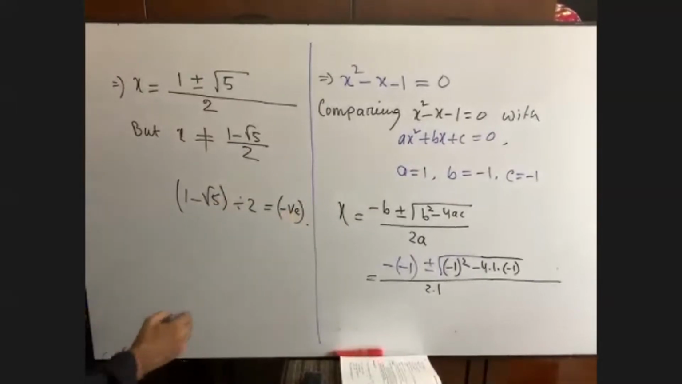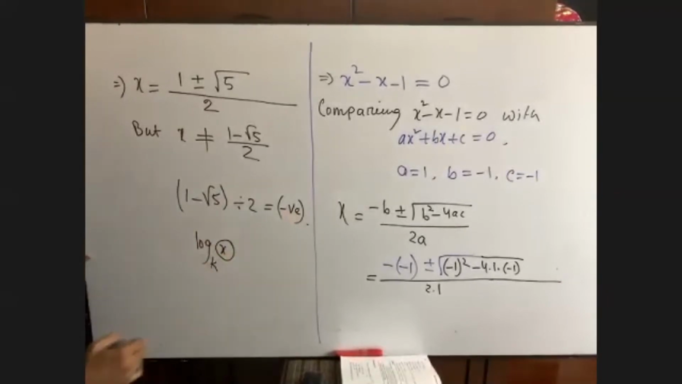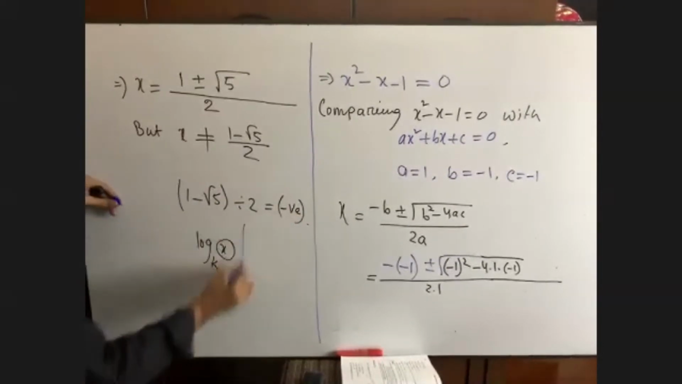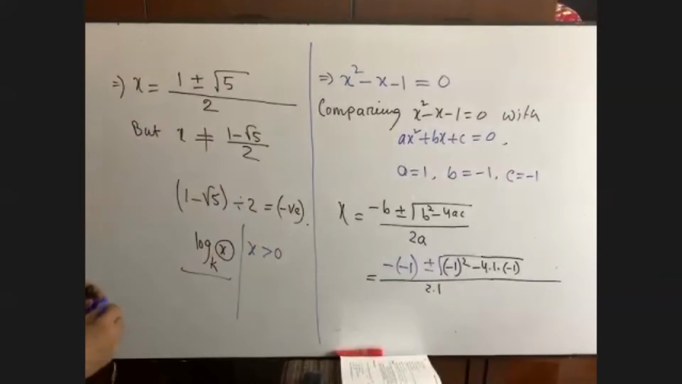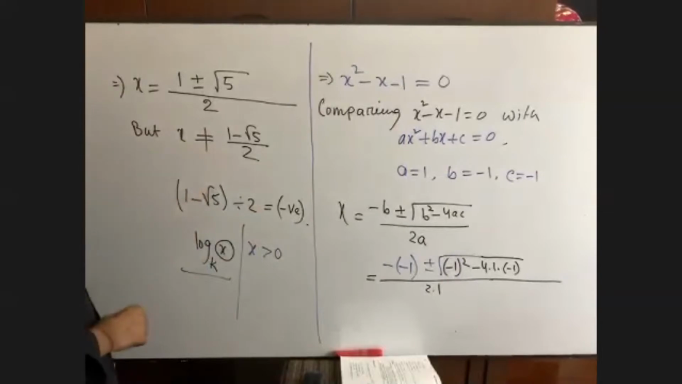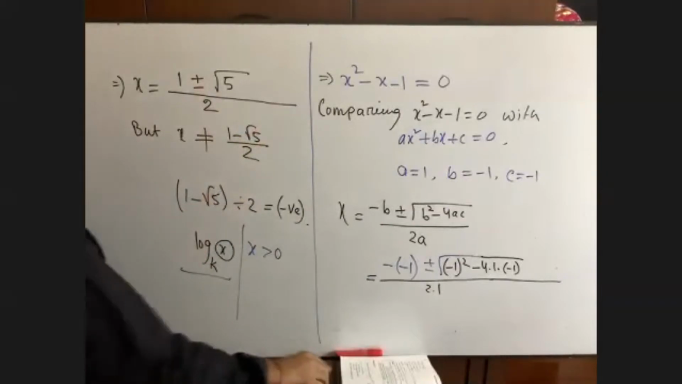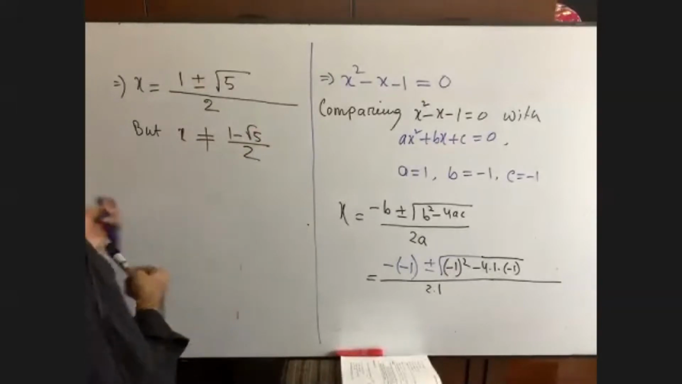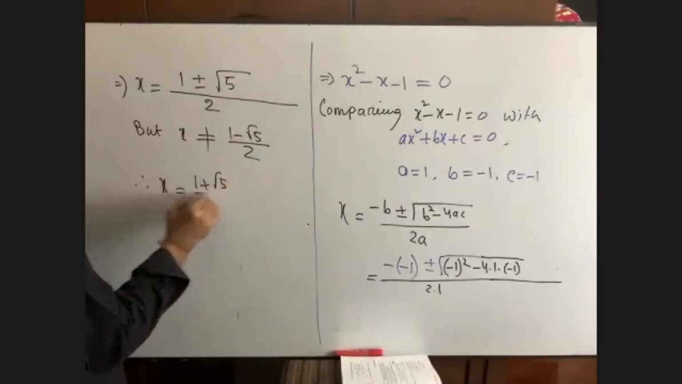Okay, but in this math, we had log kx. What is the definition of this x? Can you please let me know? Yes, you are absolutely right. Its definition is x is greater than 0. So here we had log kx, so x must be greater than 0. Unfortunately, we have got the negative here, 1 minus root 5 by 2. For this, I have written x is not equal to 1 minus root 5 by 2. Therefore, we have x is equal to 1 plus root 5 by 2, proved.